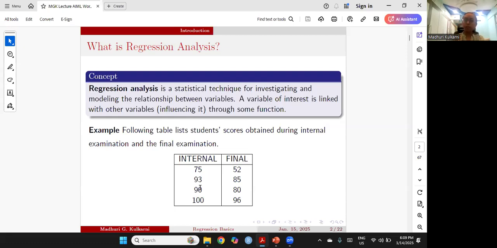So, we assume that there is a linear relationship between these two. It means if one increases, the other can also increase, and if one is lesser, then the other can also be lesser. So there is some kind of linear dependency between the internal score and final score. So a regression model can then be fitted to the final score by taking internal scores as regressors.